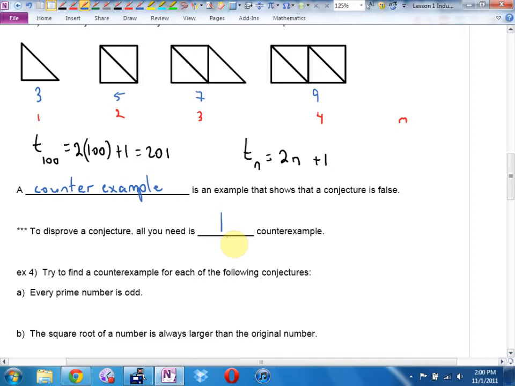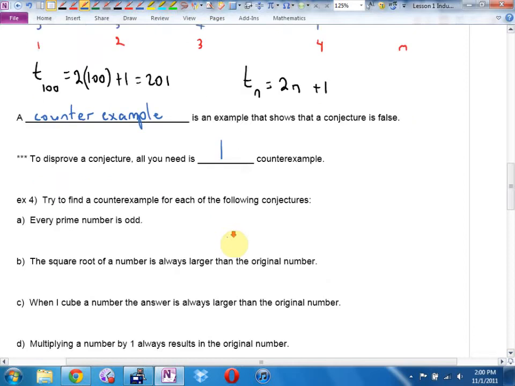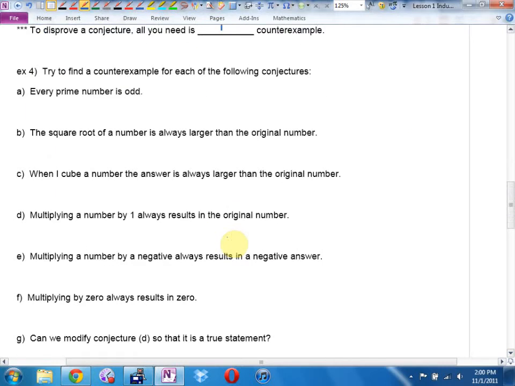Try to find a counterexample for each of the following conjectures. If we can't, we'll write down true. We'll say the conjecture is true. So the first one: every prime number is odd. First of all, what's a prime number? You guys did this way back in Math 8. I know it's a while ago. What is a prime number?